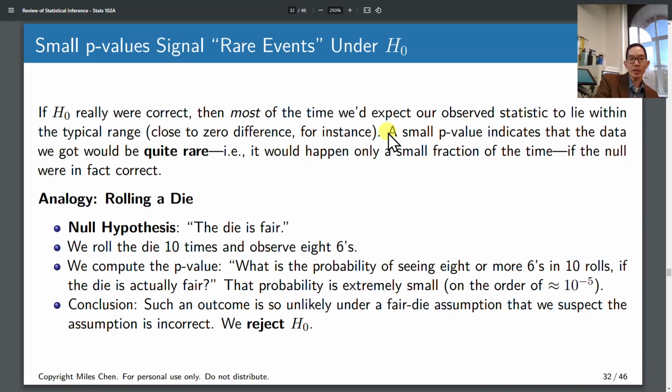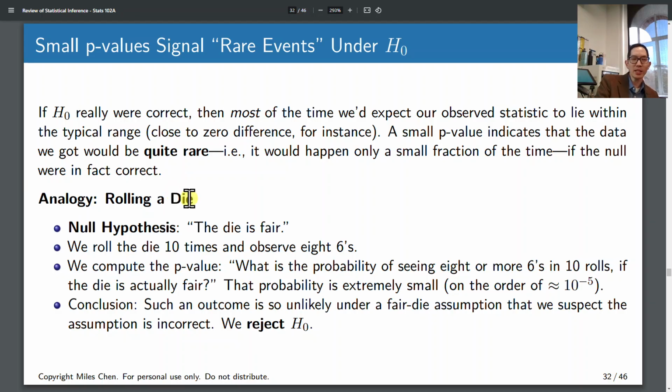But if you do your calculations and you end up with a small p-value, okay, that indicates that the data that we actually have would be quite rare, okay? That would happen only a small fraction of the time if the null hypothesis were in fact correct, okay?